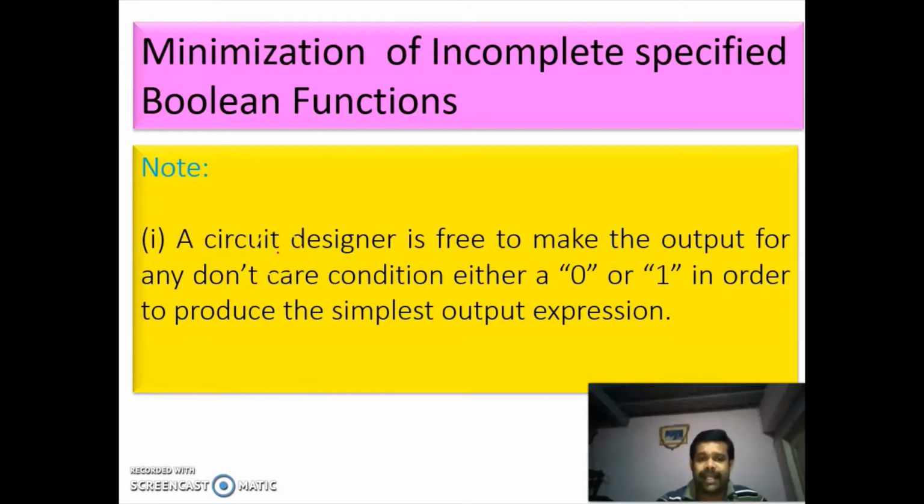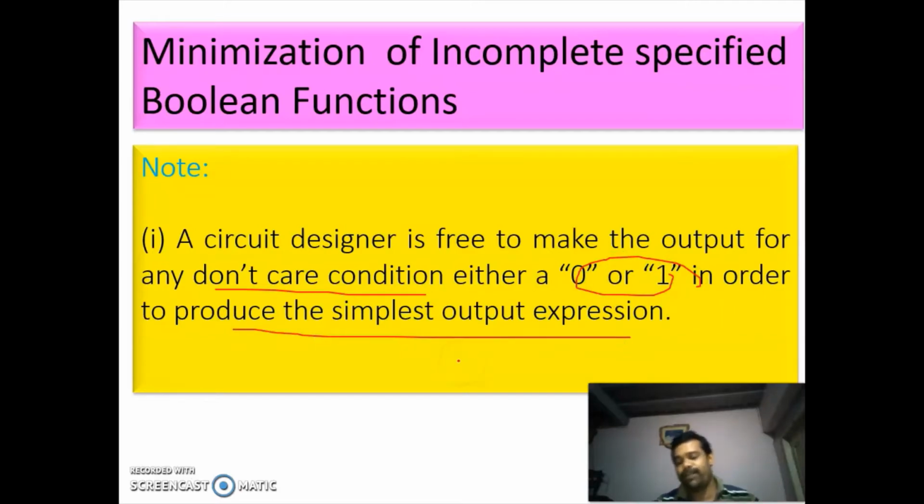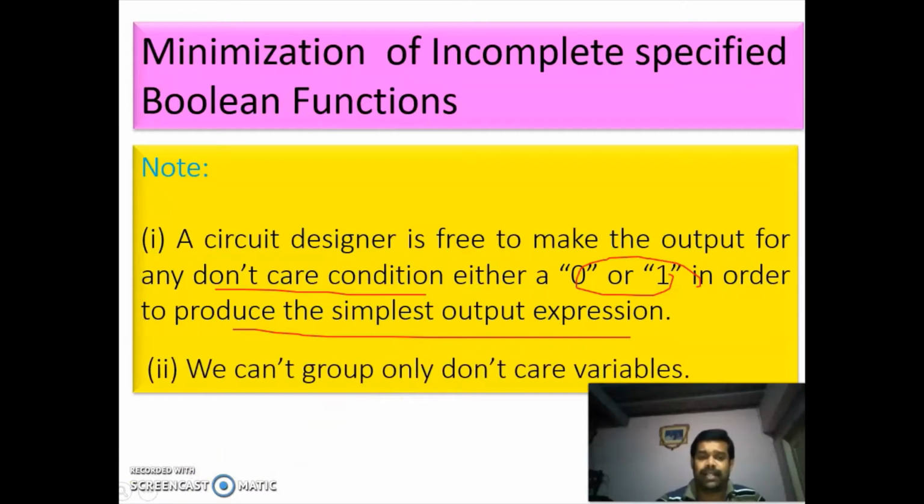So a designer is free to make the output for any don't care condition as either 0 or 1 in order to produce the simplest output expression. It depends upon the circuit designer, and we can't group only don't care variables. So while grouping, we will not be grouping the don't cares only.